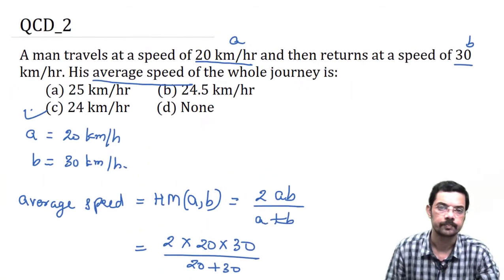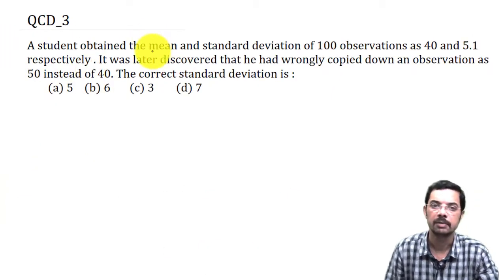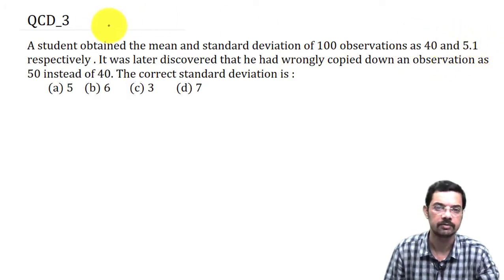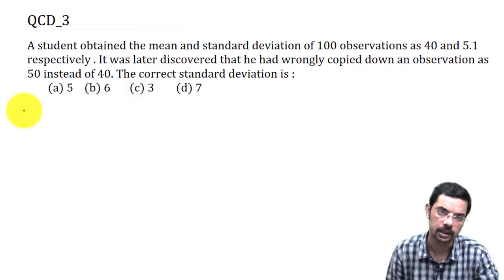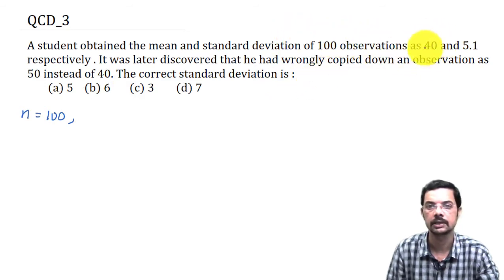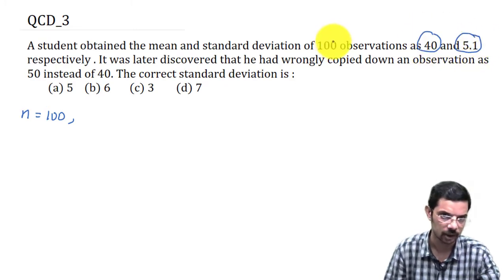Okay, next question. A student obtained the mean and standard deviation of 100 observations as 40 and 5.1 respectively. Here n is equal to 100, the mean is given as 40 and the standard deviation is 5.1. Later he discovered that he had wrongly copied down an observation as 50 instead of 40. So this is the wrong mean and this is the wrong standard deviation. We need to find the corrected standard deviation.